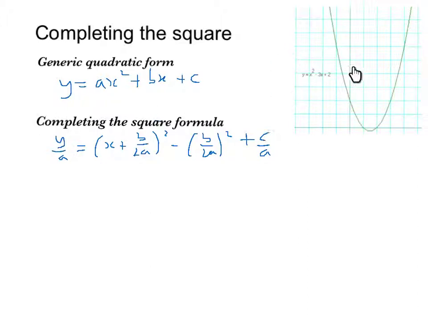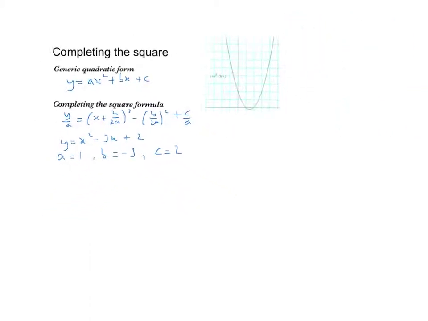So in this example, we're going to look at y equals x squared minus 3x plus 2. The first thing we do when trying to complete the square is to identify our a, b and c. Here, a is the thing connected to x squared alone, so a must be 1. b is the thing connected to x, so b here must be minus 3, not plus 3, minus 3. And c is the thing which is not connected to x squared or x, so in this case it must be 2. And now we're just plugging the numbers into our formula.